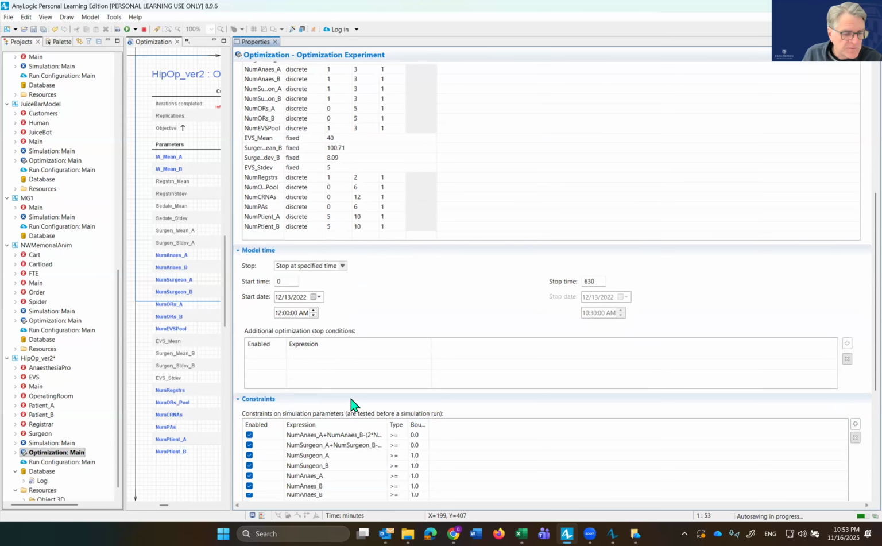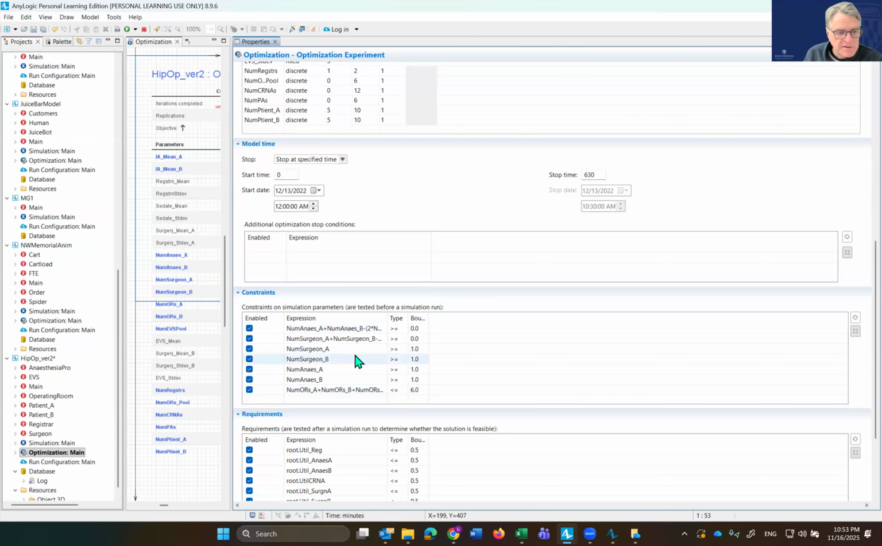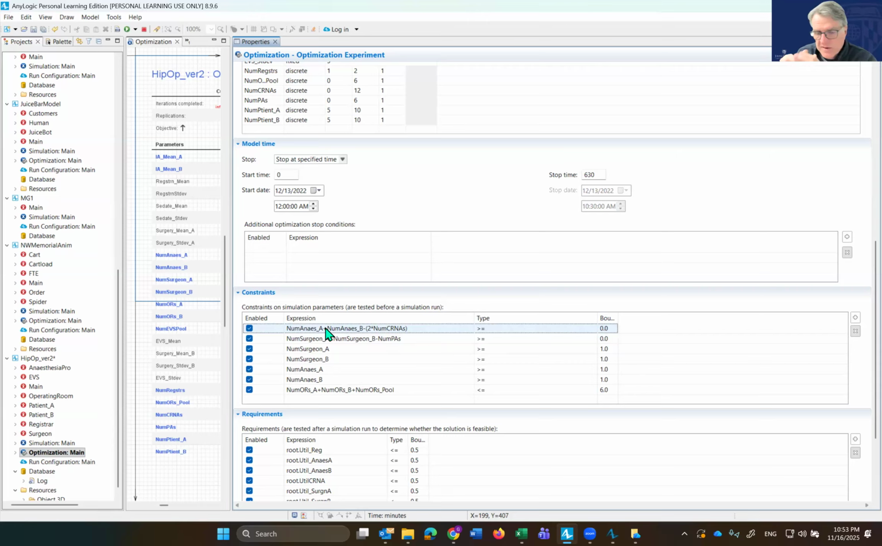So we are going to have some constraints that are going to apply prior to a run beginning. And so here they are. This first one says that if I take the total number of anesthesiologists dedicated to A and B, and I subtract 2 times the number of CRNAs, that number must be greater than 0. What that basically requires is that the number of dedicated anesthesiologists in track A and B exceed the number of CRNAs by 2 times the number of CRNAs.